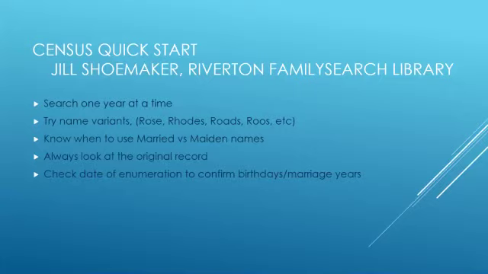When you are searching for a family member, only search for them one census year at a time. And this is important because there's somebody out there with your family member's exact name. And there's probably someone out there with your family member's exact name in the exact same state, in the same county, and possibly even in the same city. So to keep your search results manageable, you want to search only one year at a time.